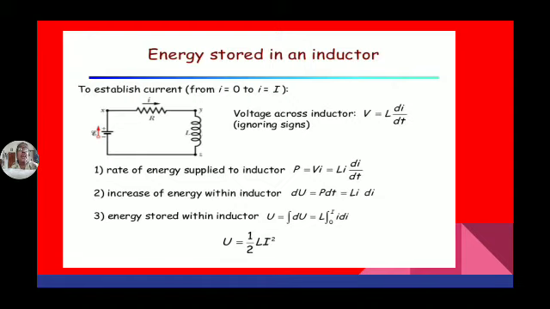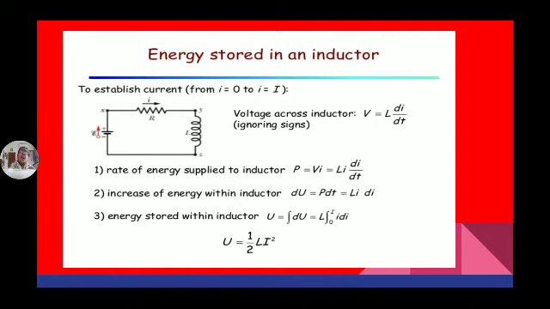So P equals VI. Capital letters indicate constant values, such as RMS values, which are fixed, and small letters indicate instantaneous values, whose value changes from instant to instant. So P is equal to v into i, where v is equal to L di by dt. Substituting that in this equation, power is equal to L i into di by dt.